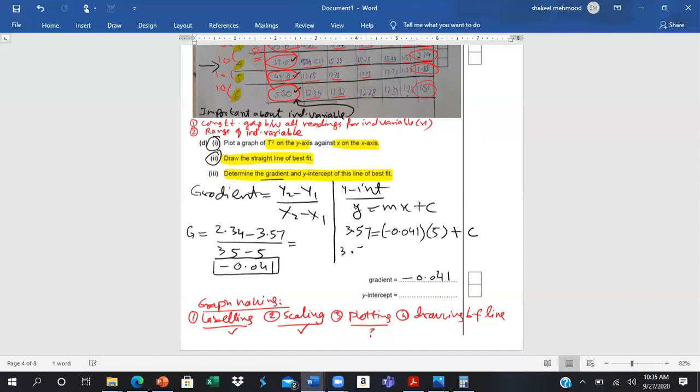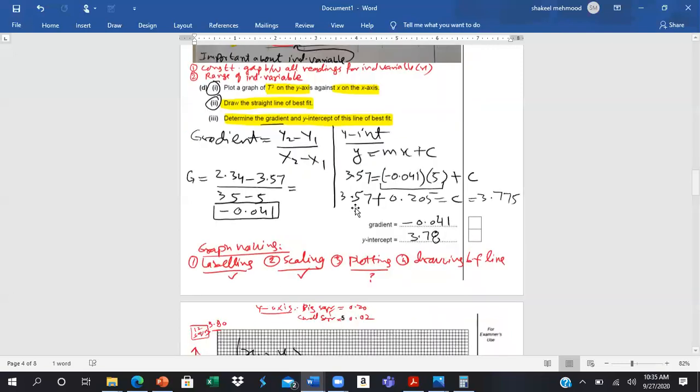So what you will be doing is 3.57, and then you'll be taking this value to the other side, so it will be plus 0.205. So when you add these two together, 3.57 plus 0.205, your answer will be 3.775, or you can write 3.78. So that's how you can calculate your y-intercept.